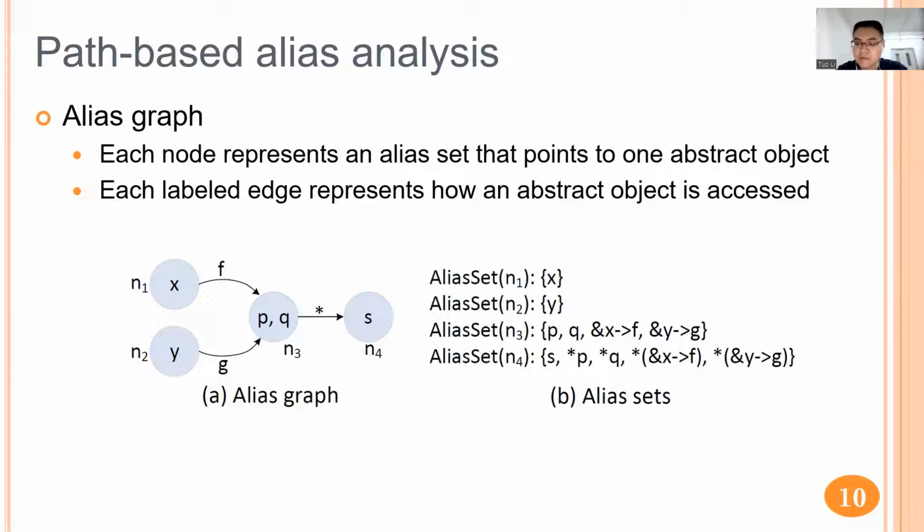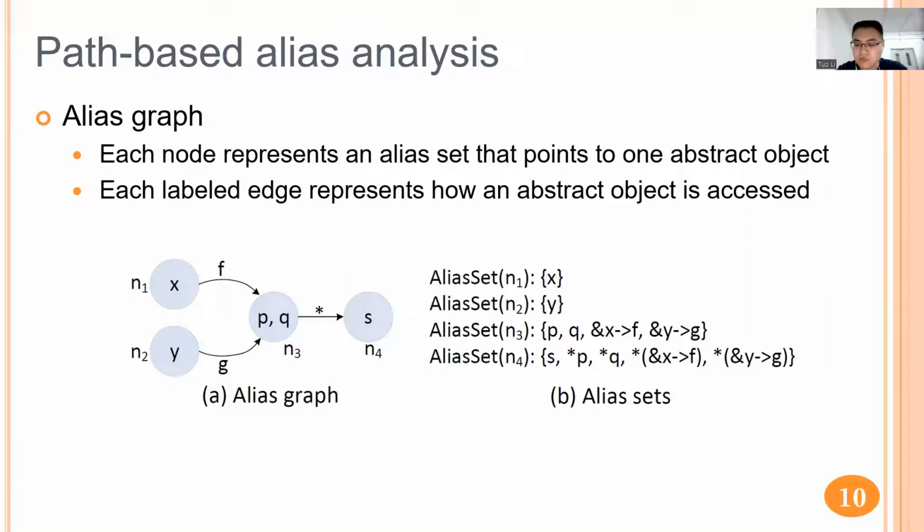In an alias graph, each node represents an alias site that points to one abstract object. Each labeled edge represents how an abstract object is accessed, and the label of each edge can be a data structure field or a dereference operator. A variable residing in a node followed by a sequence of edge labels forms an access path, and the access path ending with the same node on an alias graph forms an alias site.